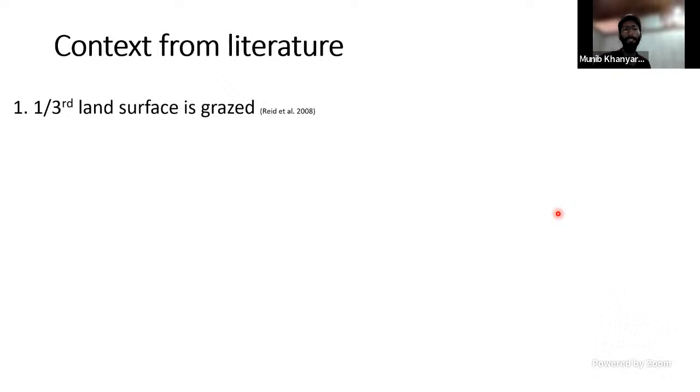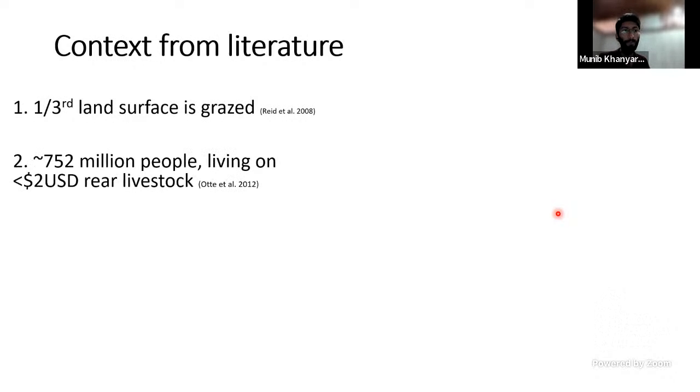I mean, this is an old statistic, and I'm sure that it has been updated since. But roughly about a third of the global land surface is grazed by some sort of livestock grazing. And interestingly, and I'm sure it's more now, 752 million people who are completely dependent on livestock grazing live on less than $2 a day. So you can imagine how important livestock grazing is in the context of one's livelihood across a huge land surface as well.